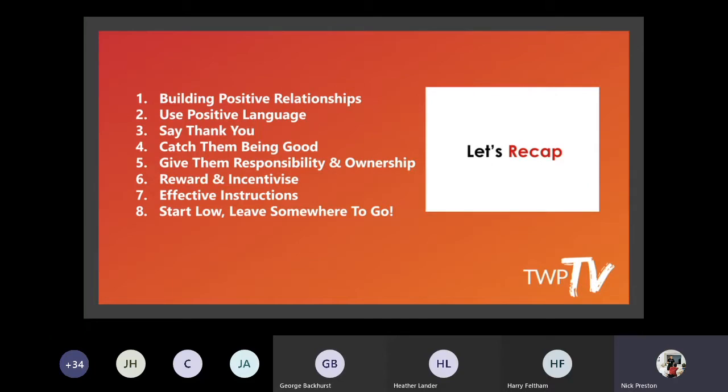Use rewards and incentivize good behavior. Okay, use a reward system that the school have got first if we've got it. So if they've got a marble system, if they've got a golden time reward system, if they've got Class Dojo points or something like that with technology, use that system.